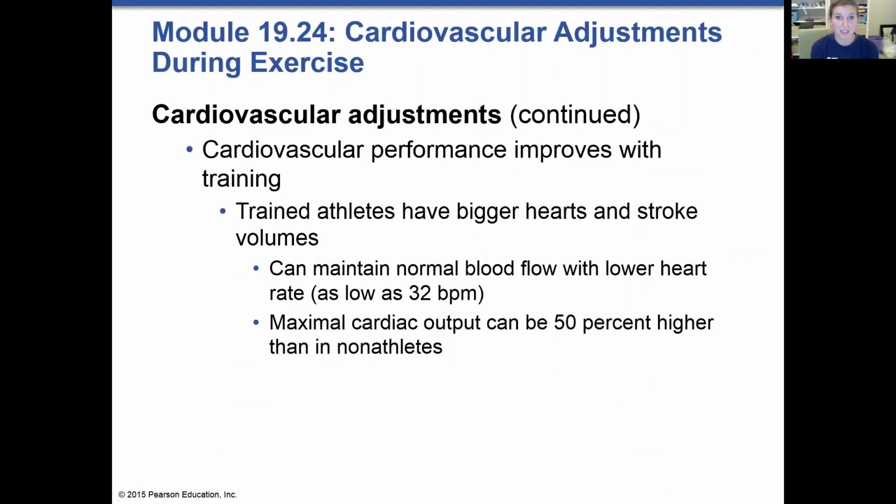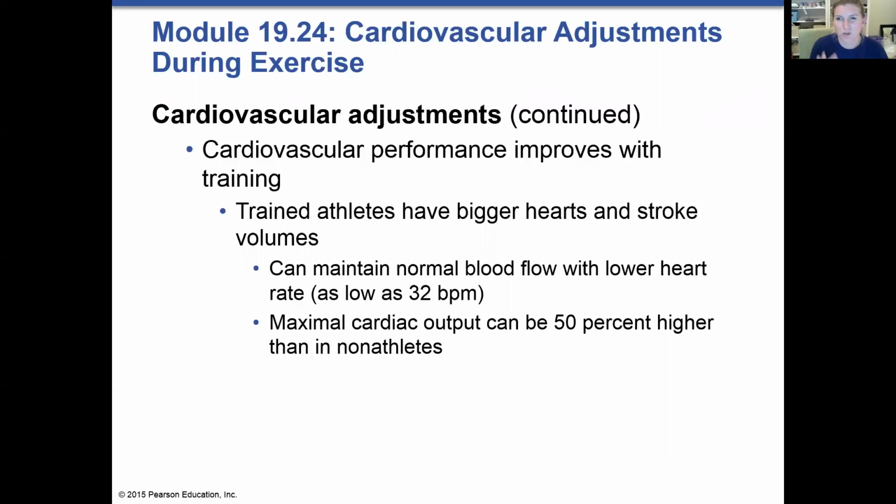Your body has to get used to doing that. So trained athletes tend to have bigger hearts, bigger stroke volumes. They can maintain a normal blood flow at a very low heart rate. Some athletes have resting heart rates in the 30s, and that's because their heart is so strong that it doesn't have to pump as much or as fast to have the same cardiac output. So maximum cardiac output can be actually higher in an athlete than compared to a non-athlete.